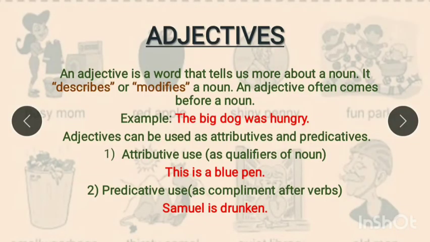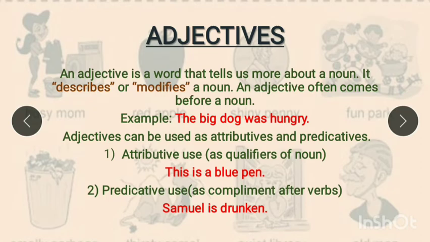Next, adjectives. An adjective is a word that tells us more about a noun. Adjectives are words which speak more about or give additional information about nouns. It describes or modifies a noun and it often comes before a noun. Look at the example. The big dog was hungry. Here dog is the noun and big describes the noun dog. It gives additional information about the noun. What kind of dog is it? The big dog. So here big is the adjective.